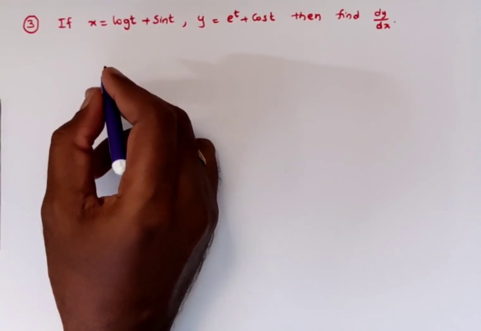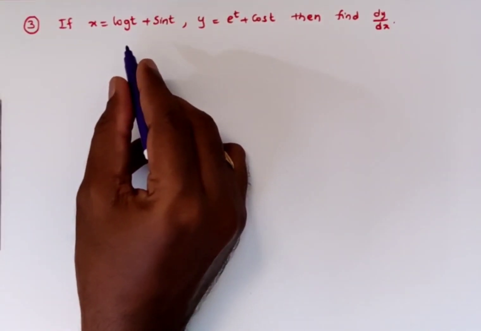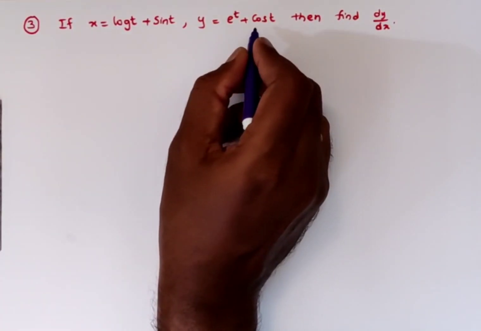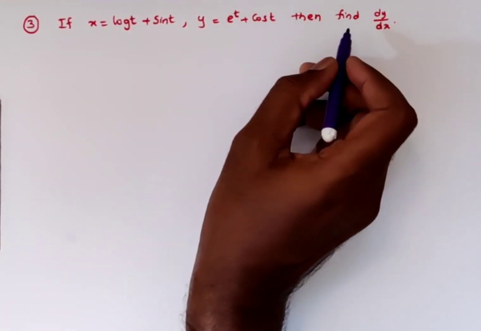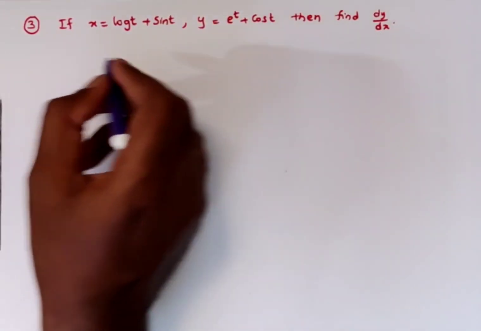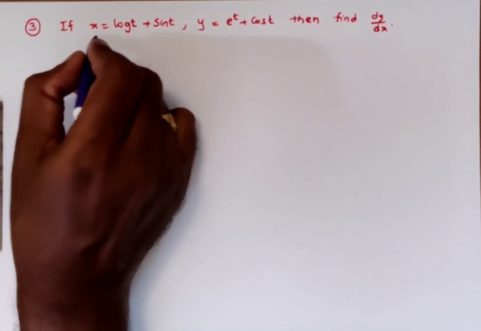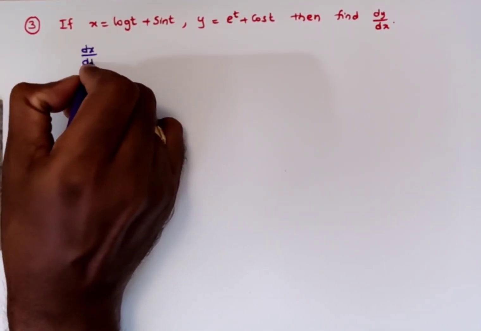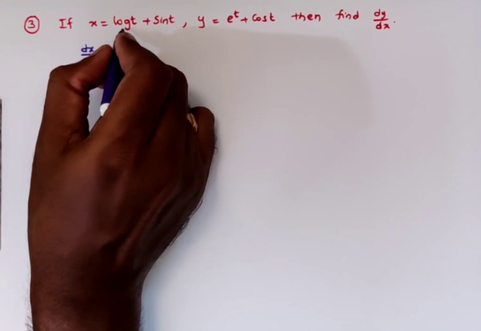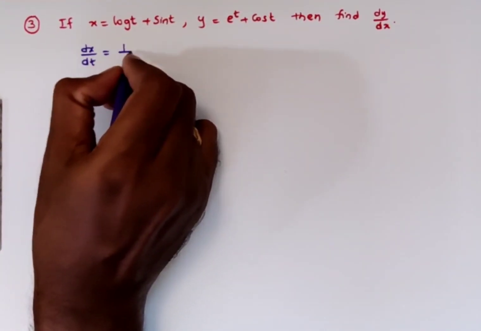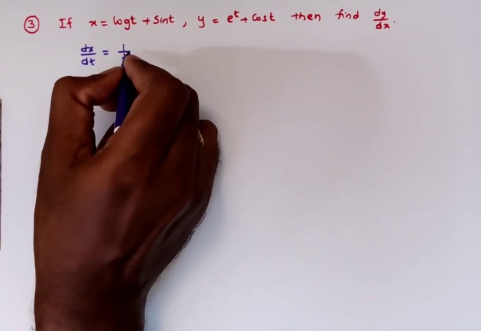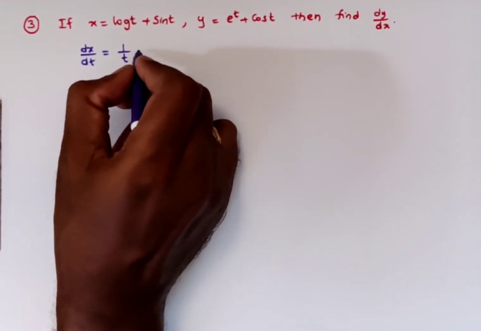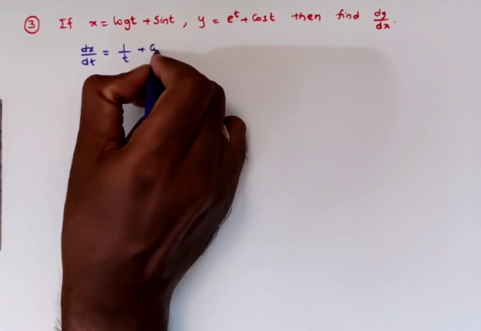Example 3: if x is log of t plus sin t and y is e power t plus cos t, then find the derivative of y with respect to x, or dy by dx. First we need to find the derivative of x with respect to t, that is dx by dt, which is the derivative of log t plus sin t. The derivative of log t is 1 by t, since d by dx of log x is 1 by x, but here it is with respect to t, so 1 by t. The derivative of sin t is cos t.